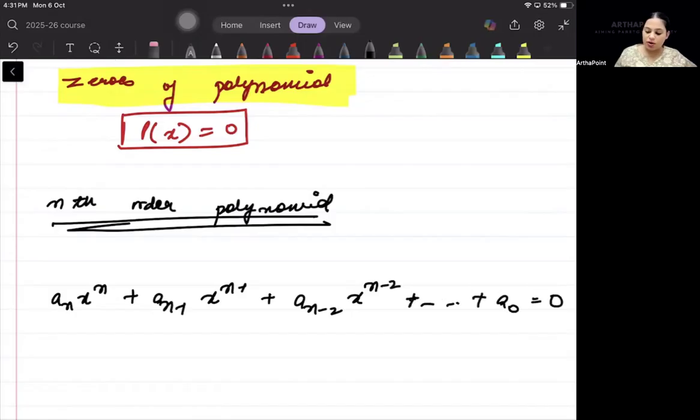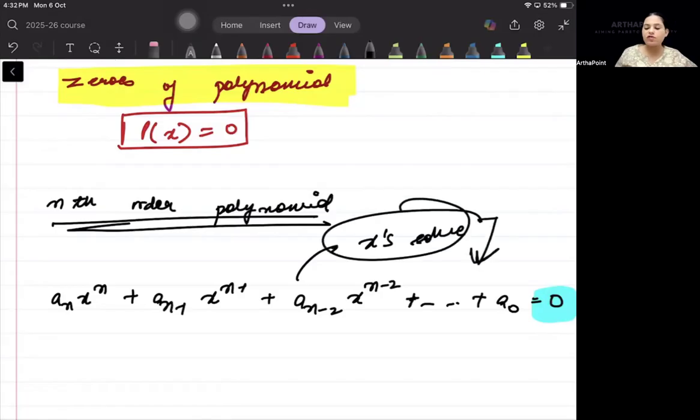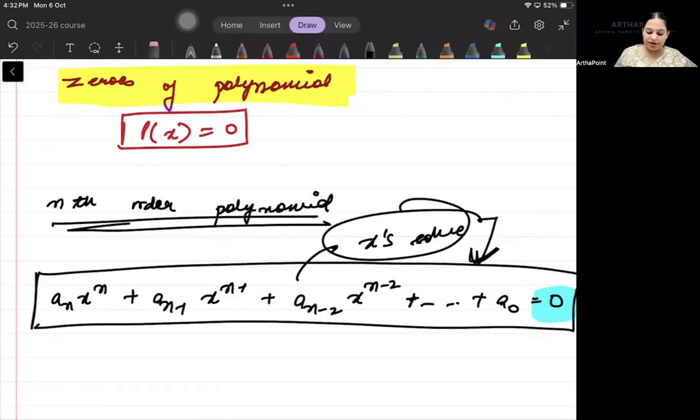equal to 0. I will equate it to 0. And all those x's which will solve this equation will be called the factors of this equation. All possible x's that will solve this equation will be called the factors of this equation.